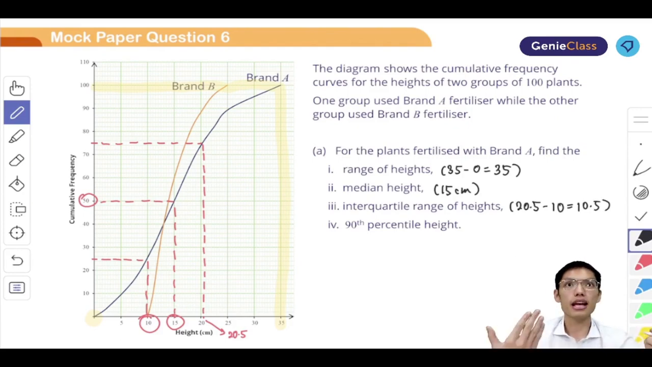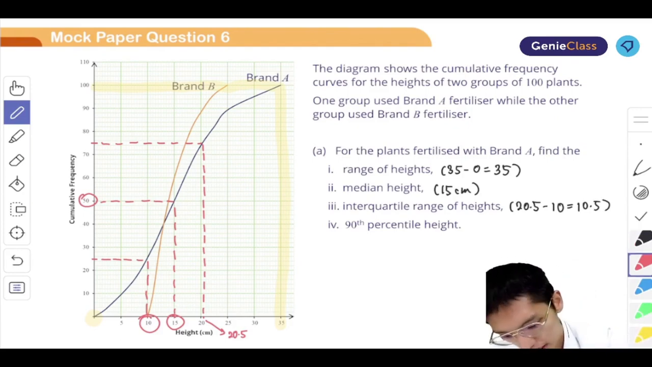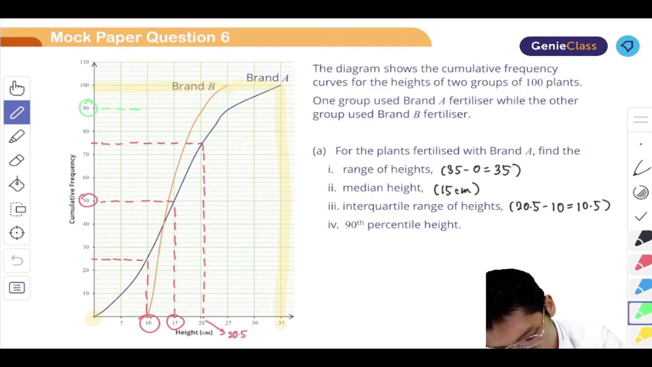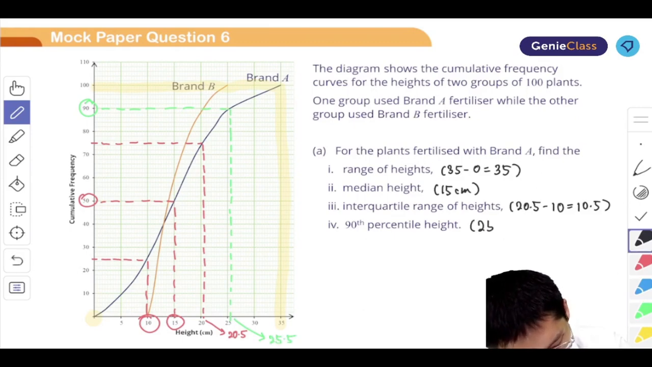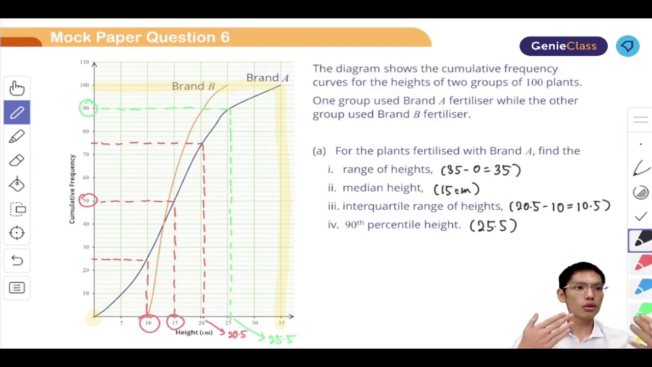And 90%, I will trace from, in this case, 90. Let me use a green color. So 90 over here. It's going to be here, and then I trace it down. So it's going to be roughly, say, here. Okay, again, this is just looking at the axis, so just be very careful when looking at it. Understand it's a little bit small on your side. And in this case, reading the units, this will be 25.5.